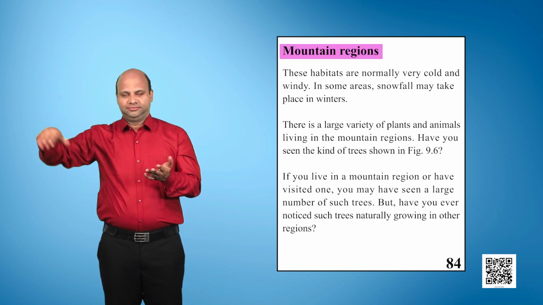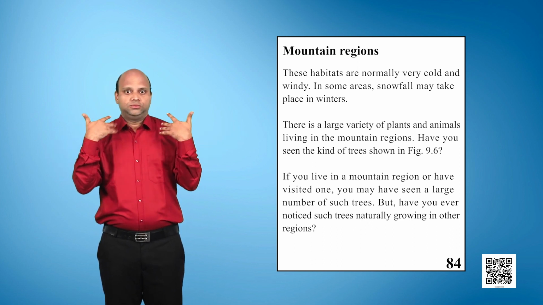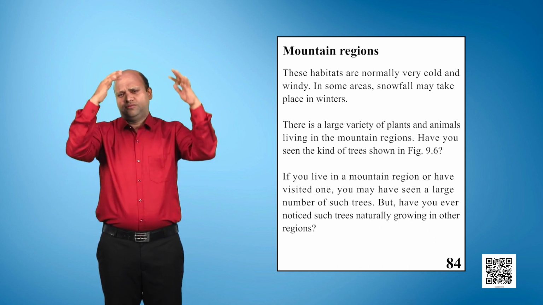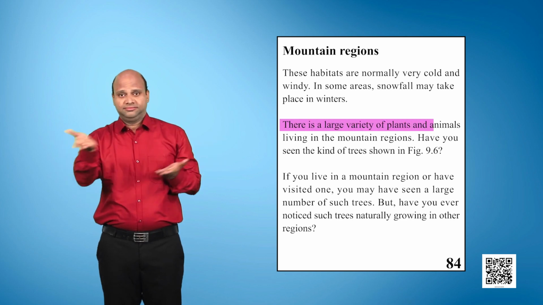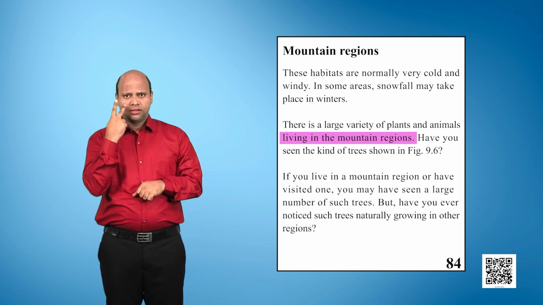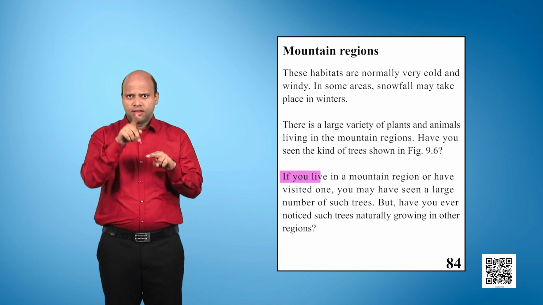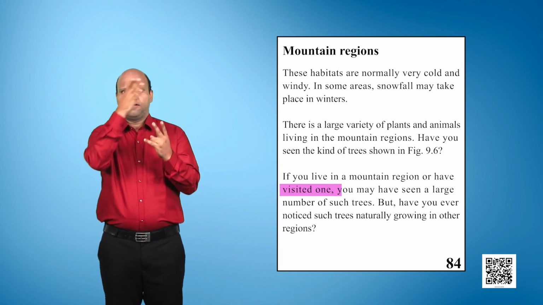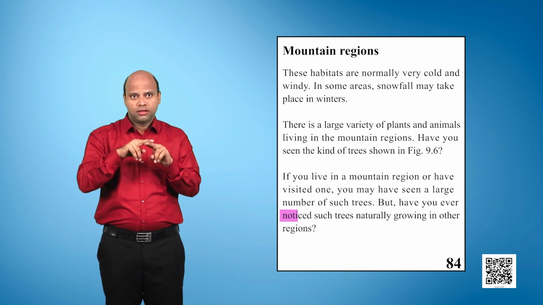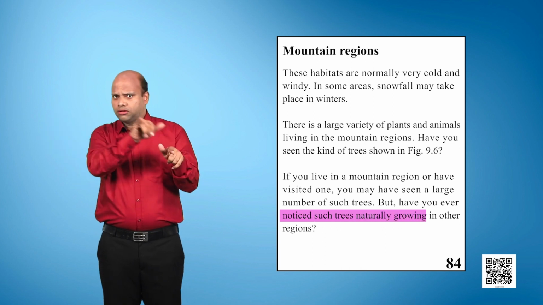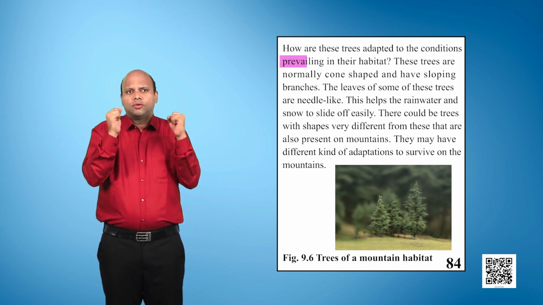Mountain regions. These habitats are normally very cold and windy. In some areas, snowfall may take place in winters. There is a large variety of plants and animals living in the mountain regions. Have you seen the kind of trees shown in figure 9.6? If you live in a mountain region or have visited one, you may have seen a large number of such trees. But have you ever noticed such trees naturally growing in other regions? How are these trees adapted to the conditions prevailing in their habitat?